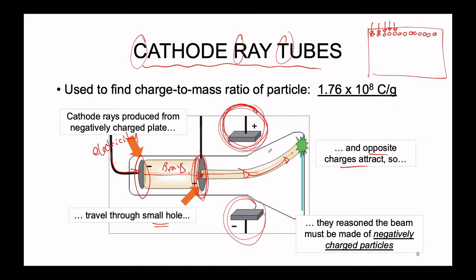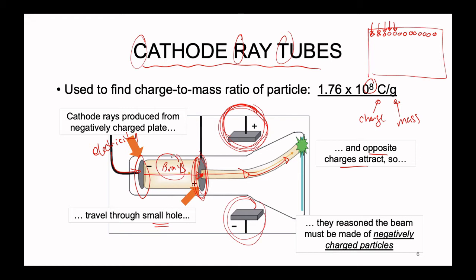And all depending on the magnitude of the electric current that was coming through the positive and the negative plate, the scientists J.J. Thomson and R.A. Millikan were able to conclude that the charge to mass ratio of these beta ray particles must be 1.76 times 10 to the 8th coulombs per gram. So again, it is a charge to mass ratio that we are looking at.